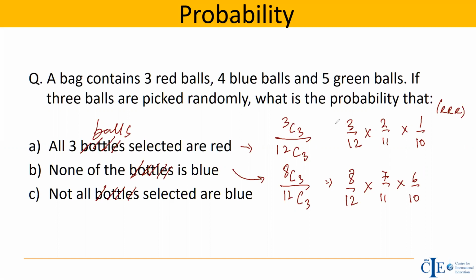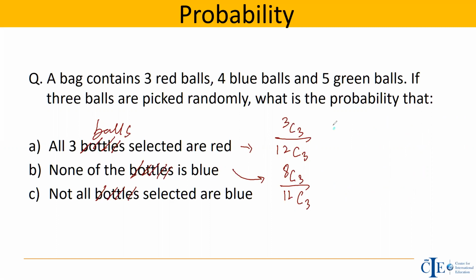Right. So since it's done at random, it makes more sense to take only the NCR approach. That'll be much more clear because it's not said it's one by one without replacement and all that.